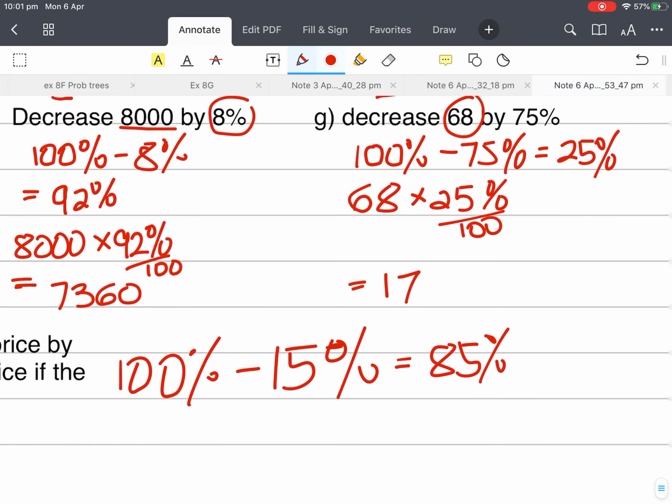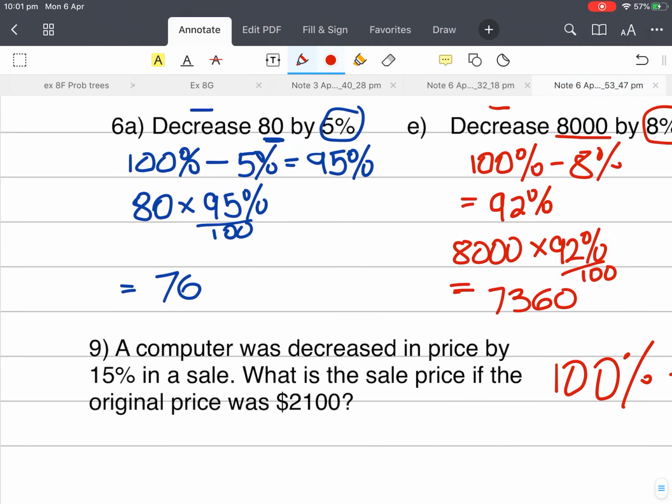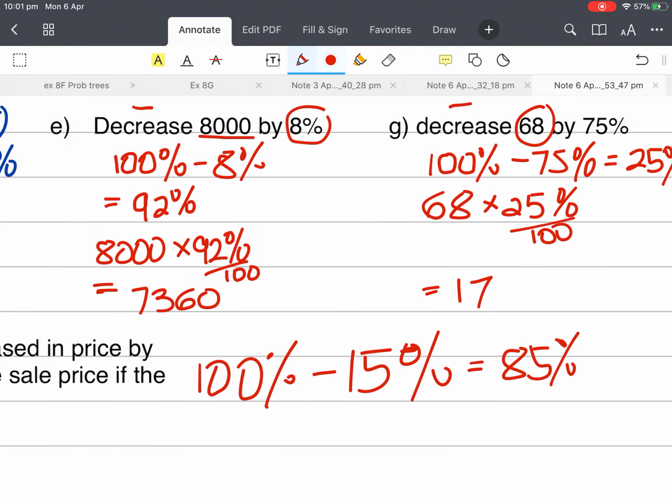Beautiful. Now let's do the next thing. Okay, let's go back and have a look at the question. It says that the original price was 2,100. So I'm going to go 2,100 times 85%. Remember, that's 85 over 100.